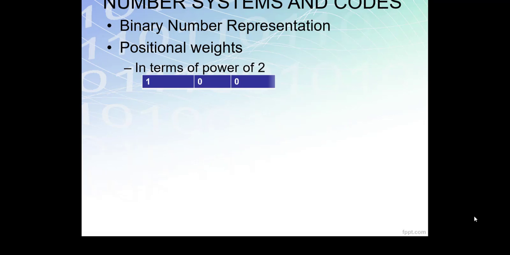For example, you take the number 100. So you take the rightmost bit. There is a beauty within binary that does not exist in other number systems.